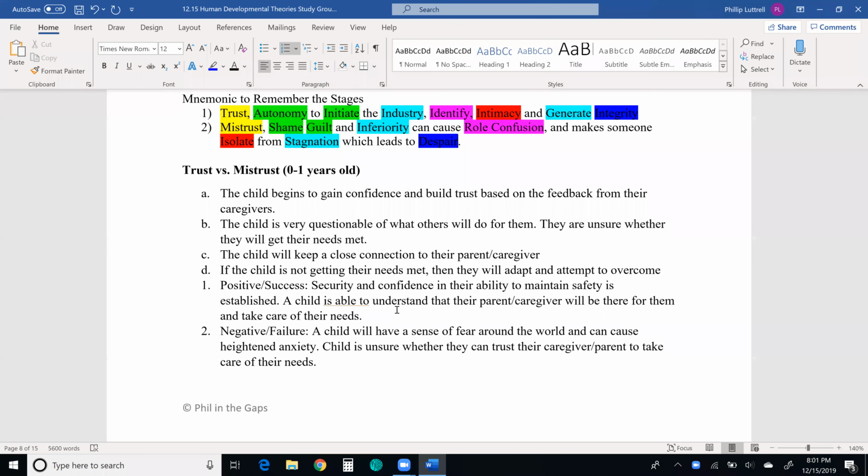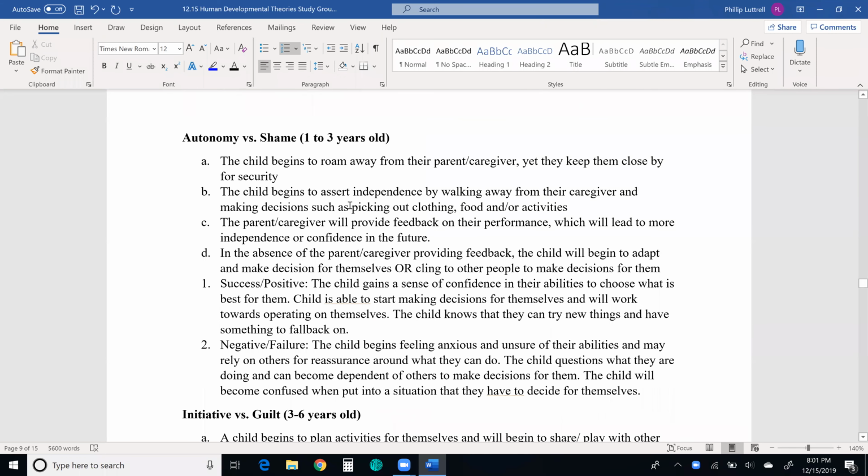So if I'm not getting my needs met consistently, or I'm not sure if they're going to get met, I'm going to start having mistrust for people that say they're going to be there for me to help me in some way, which could then lead us down a negative path.